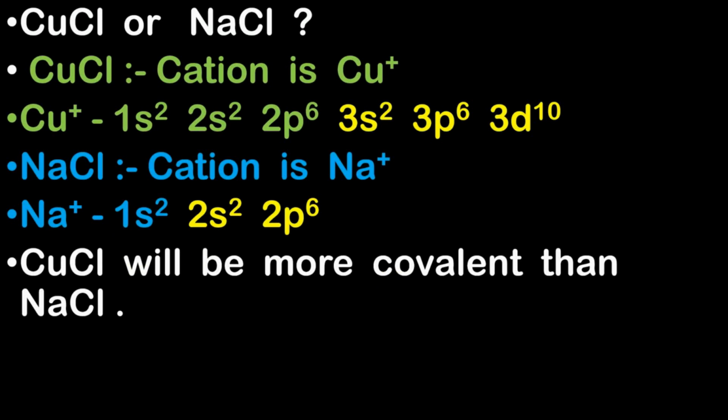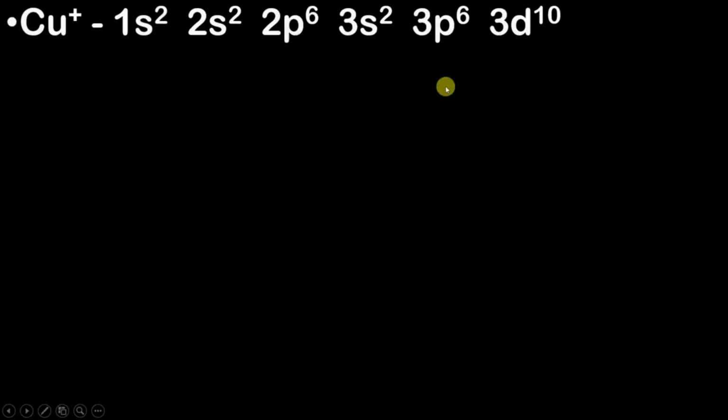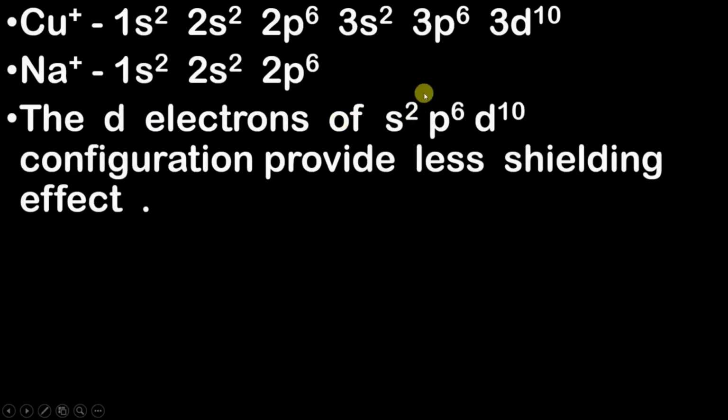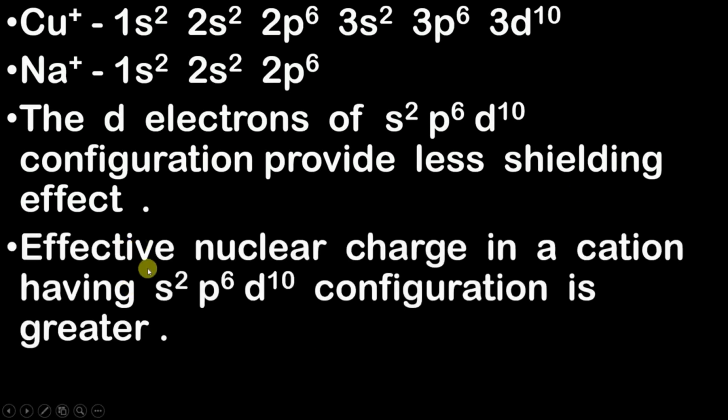Now, why is it so? Why do we require this electronic configuration? Because Cu+ has 10 d electrons. The d electrons of an s2p6d10 configuration, in our example the Cu+ configuration, provide less shielding effect. As you all know, d subshell electrons present less shielding effect, and due to this, the effective nuclear charge in a cation having s2p6d10 configuration is greater as compared to the cation having s2p6 in the outermost electronic configuration.